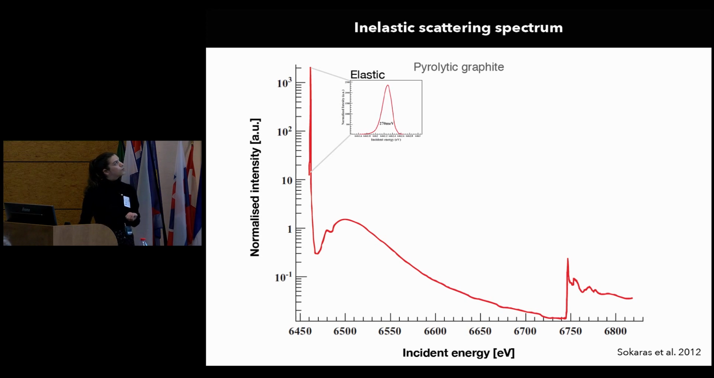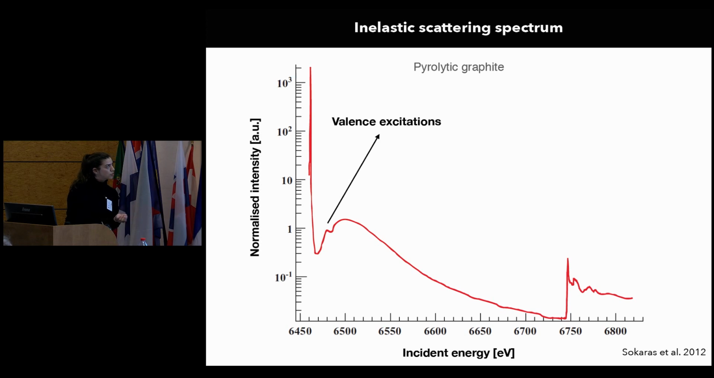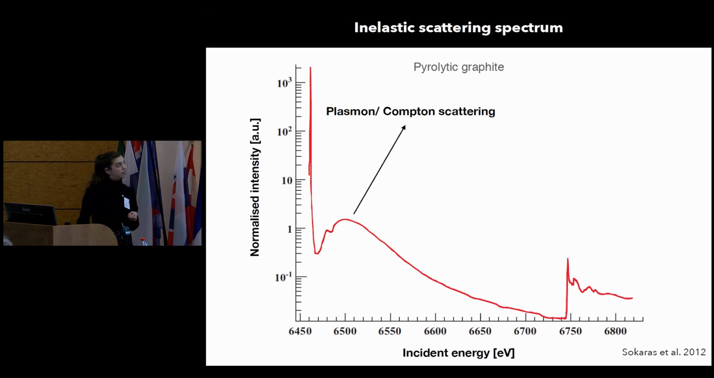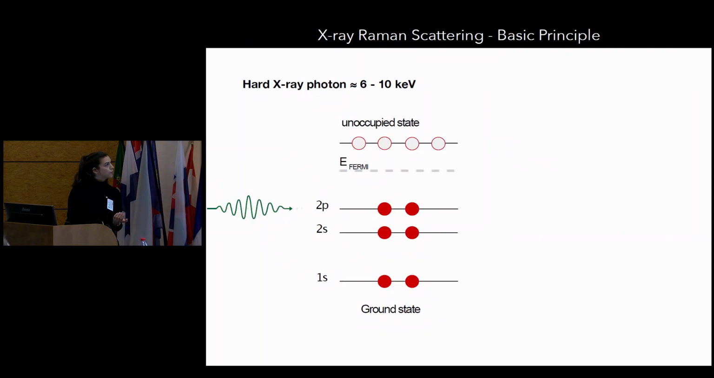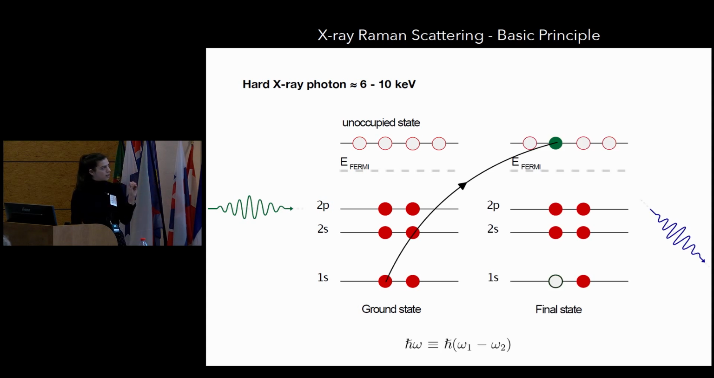Okay, so in an inelastic scattering spectrum, we have the contribution from the valence excitations and the Compton scattering. Then we have the so-called X-ray Raman scattering, which is the contribution from the core electrons. In the hard X-ray Raman scattering process, we have a hard X-ray photon interacting with our sample, and it excites a core electron to an unoccupied state. So rather than an absorption, we have an energy transfer excitation.